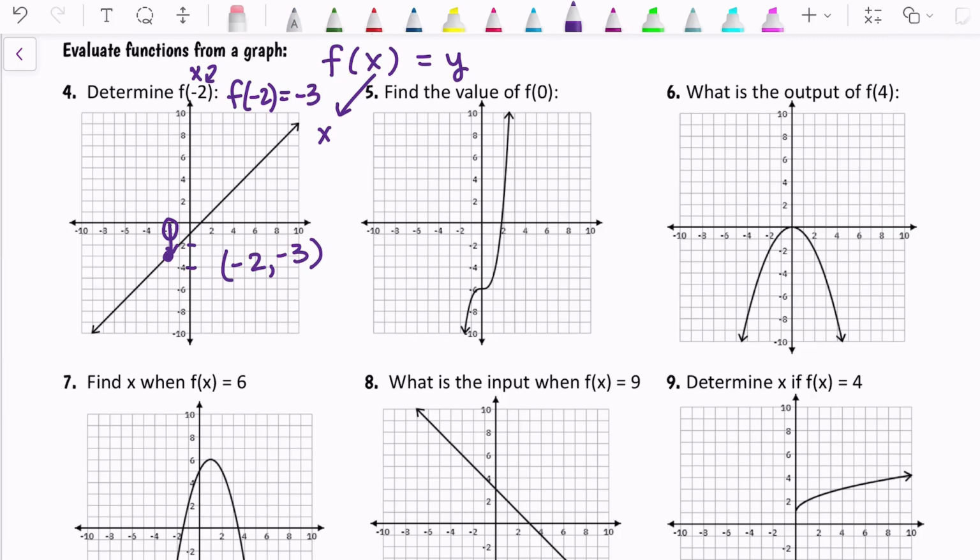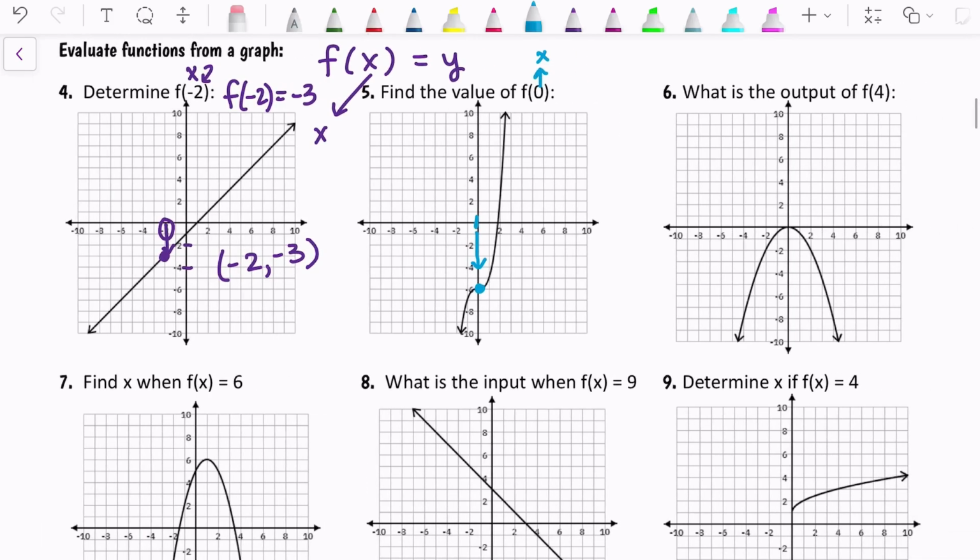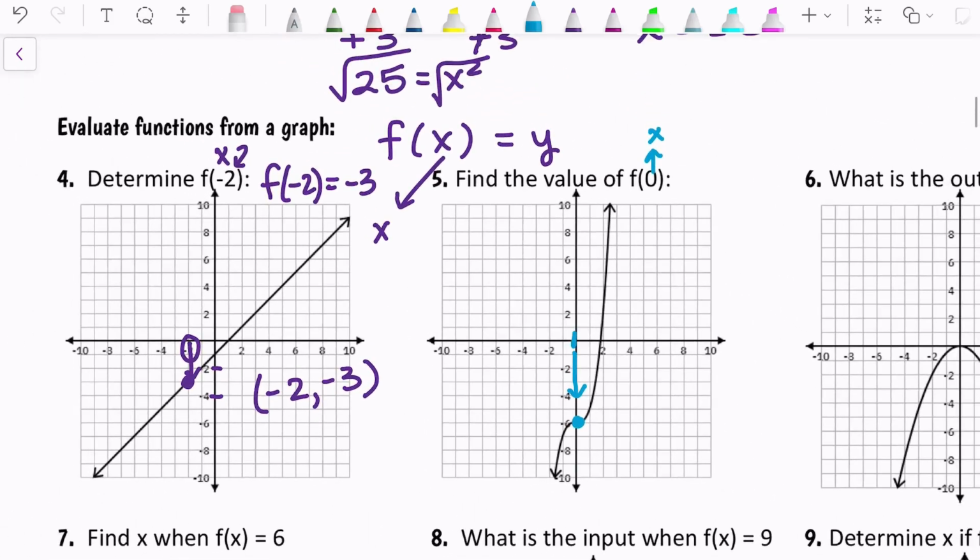All right, so in the next one, I have f of 0, so that means that this is x. So I'm going to go where x is 0, and I'm going to look for the graph. Here it is. That point, that ordered pair, would be (0, -6). And so then the y value would be -6, so I write f of 0 equals -6.